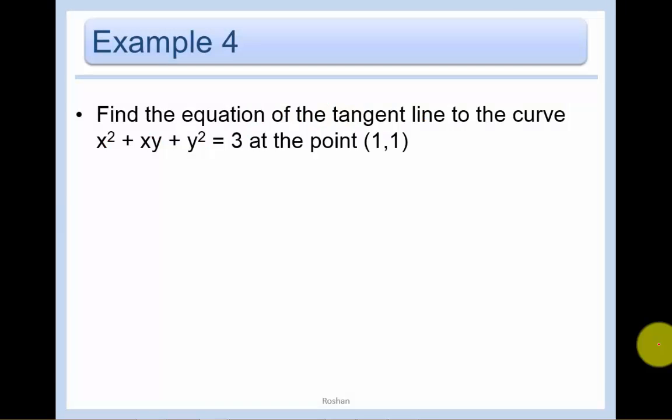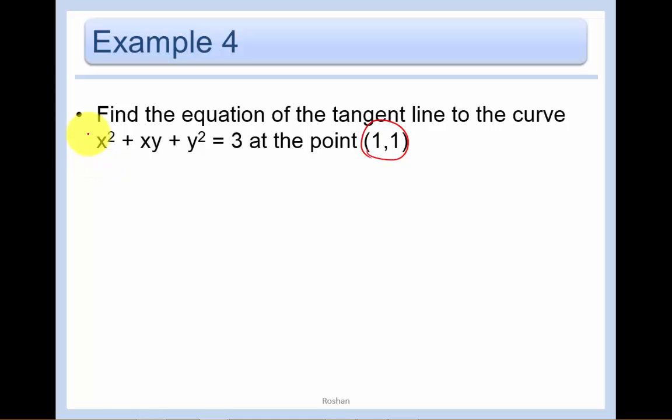This question here asks us to find the equation of the tangent line to the curve x squared plus xy plus y squared equals 3 at the point (1, 1). So in order to find the equation of a line, we need a point. We've got a point, and we need a slope at that point. So we've got to do that. In order to find this slope, let's use implicit differentiation because it's not easy to solve for y equals in this problem.